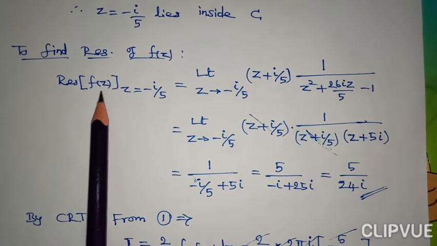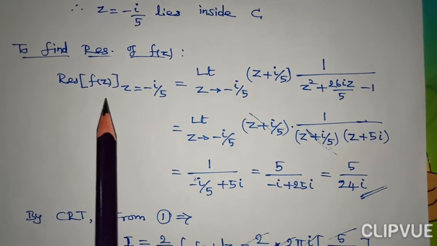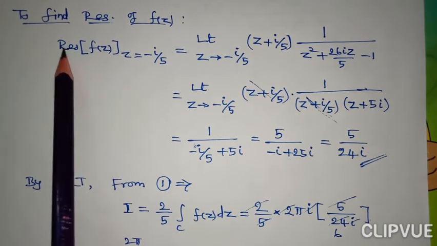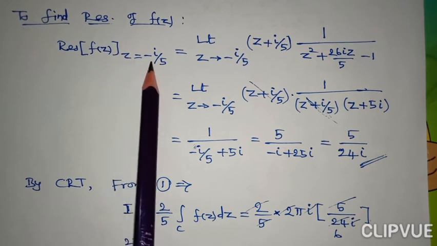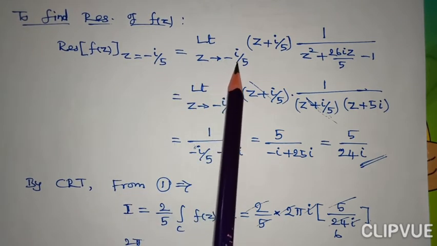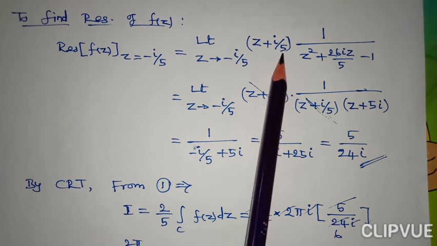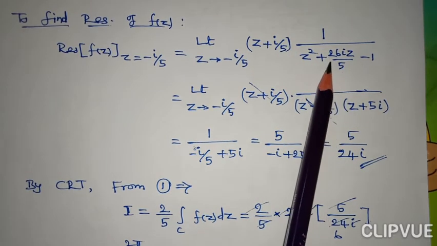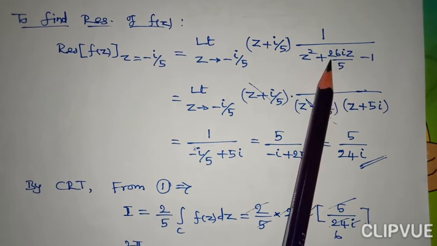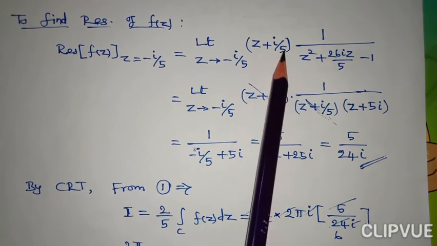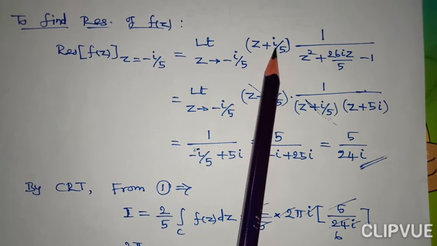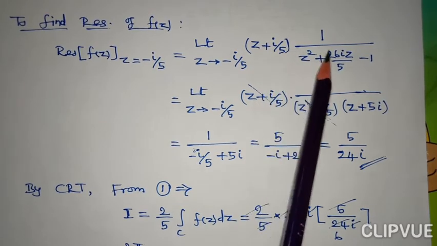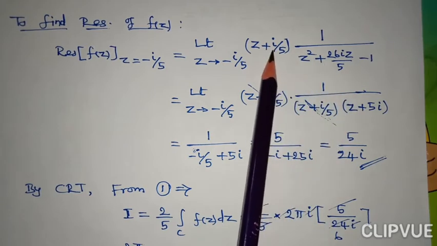No need to explain too much of this finding residue, because you already studied it in a previous topic. Just look at this integral: residue of f of z at z equal to minus i by 5. Limit z tends to minus i by 5, z minus of minus, that's why it will become plus, 1 divided by this, which is nothing but f of z. Now as I said in the residue theorem itself, while finding the limit in residue, this factor must cancel with the denominator factor. It may cancel directly, or sometimes you need to simplify to cancel this factor.